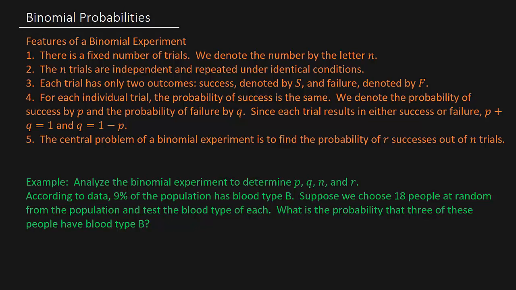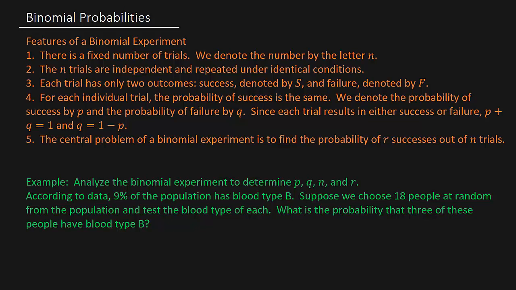The N trials are independent and repeated under identical conditions. So in other words, the N trials are independent. That means if I do one trial and then I do the second trial, the first trial has no effect on the second trial, and the second trial has no effect on the third trial, and so on. And we have to do them under identical conditions.